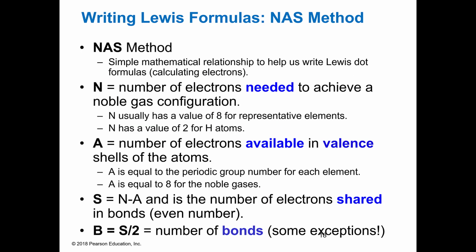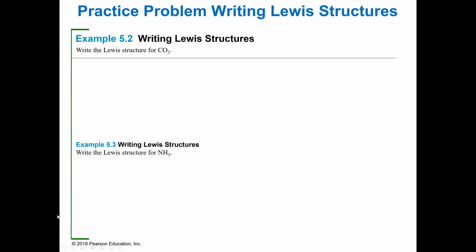So here is the sheet that you can look at as you're going with the NAS method. The needed, the available, the shared, and then if you divide the shared by 2, that'll tell you how many bonds you're going to have. Now remember, sometimes you're going to have multiple bonds, and that's not going to give you the right number. If the bond number looks odd, that's probably because it's going to be an exception to the octet rule. All right, so let's do some.